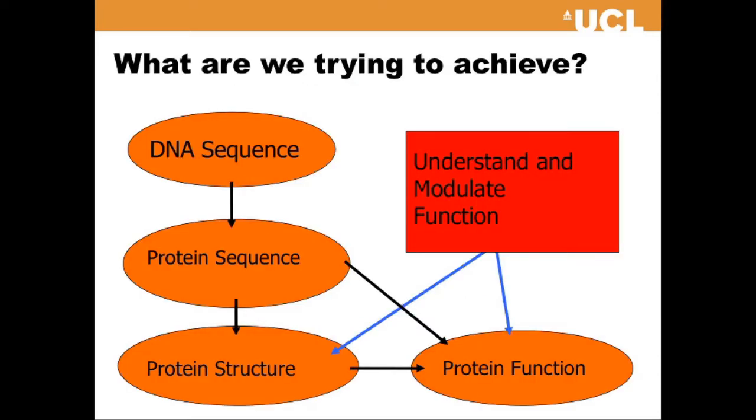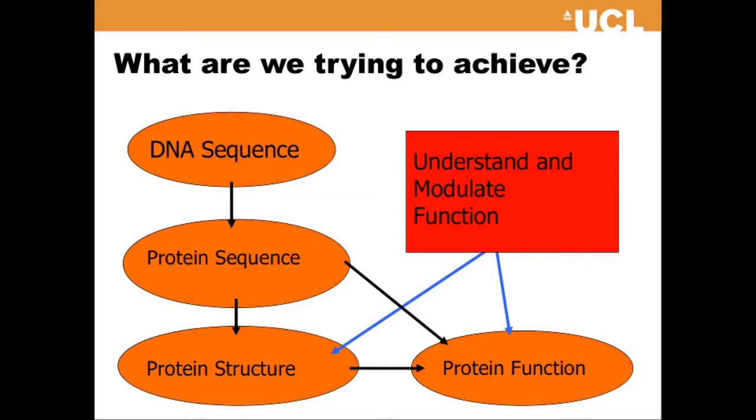So what are we trying to achieve using bioinformatics? Well, it's all really about the central dogma of biology, that DNA sequence encodes protein sequence, which encodes protein structure, which then has a function. Now, going from DNA sequence to protein sequence, if we know the parts of the DNA that encode protein, then that's really quite trivial. But actually identifying the regions of DNA that are coding genes is much more difficult.